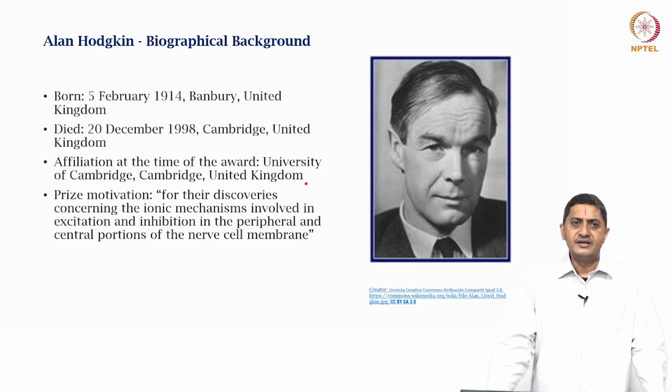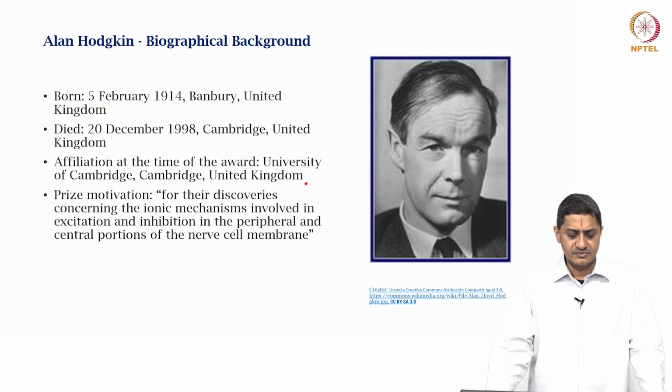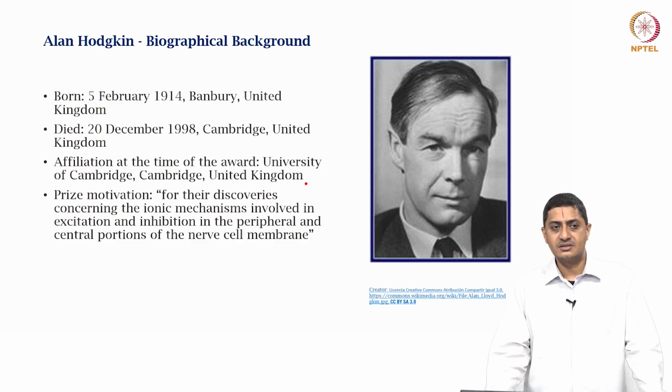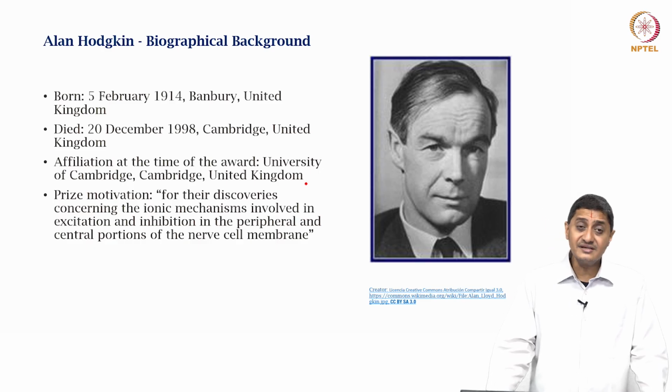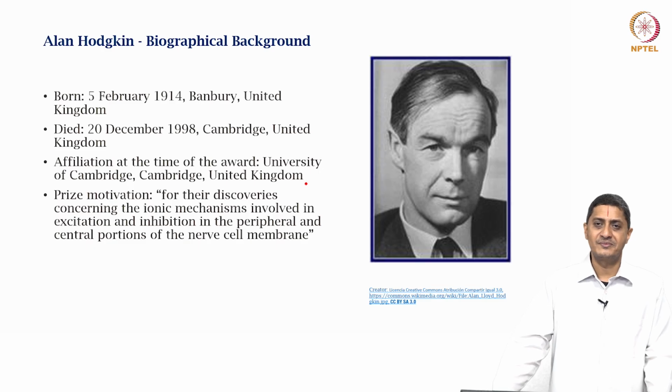Hodgkin was born in 1914 in Banbury in the United Kingdom. He passed away in 1998 in Cambridge. He was affiliated to the University of Cambridge in the UK. He was awarded the Nobel Prize for his discoveries concerning the ionic mechanisms involved in the excitation and inhibition in the peripheral and central portions of the nerve cell membrane.